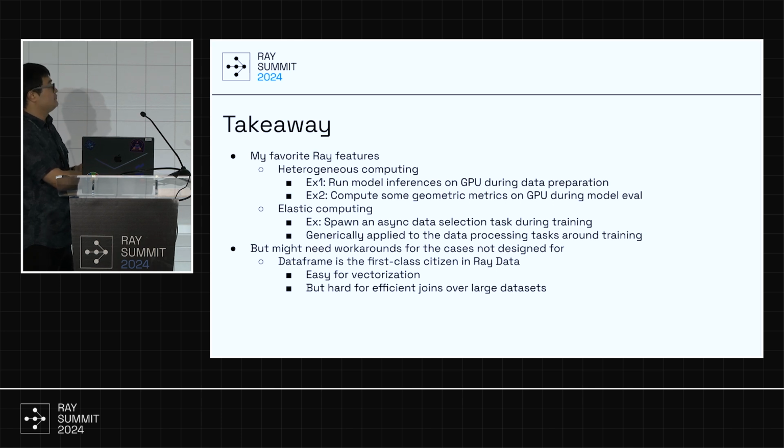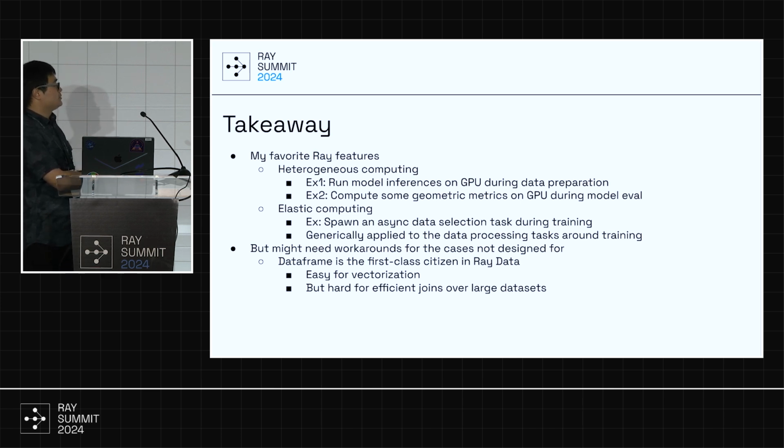It's very easy for us to spawn an async job. Here is a data selection task during training. We can do that, and this can be generically applied to data processing tasks around training. So I think this is more generic than, as I said, Torch Elastic.